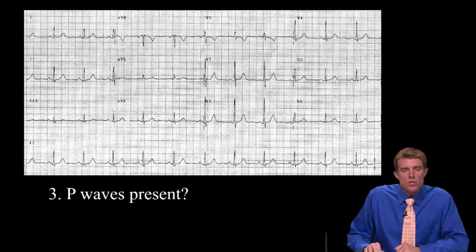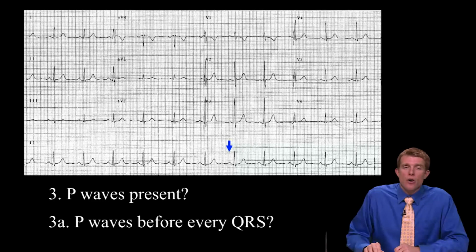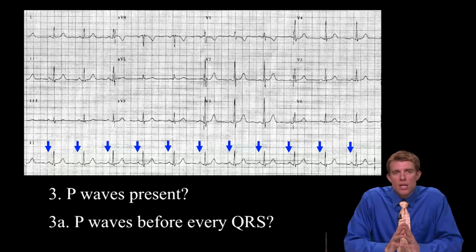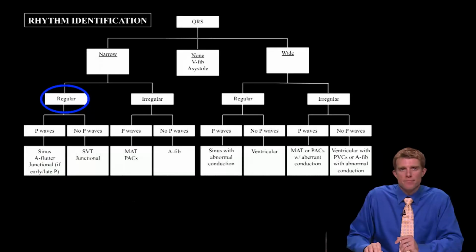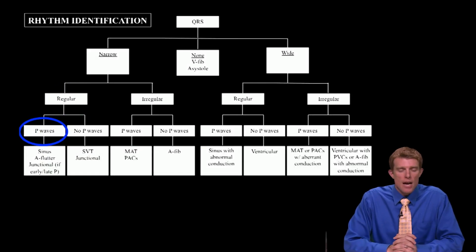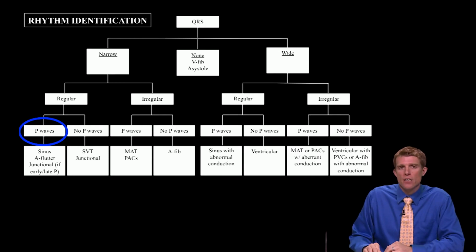Well, if you look at the rhythm strip at the bottom of the ECG, you can see that there's clearly P waves present. And then we have our follow-up question, is there a P wave preceding or before every QRS? And the answer is yes, it appears there's a P wave preceding every QRS complex. So we have P waves, and now we're into the box, and our options are, is it sinus, which is most likely, is it atrial flutter, or is it a junctional rhythm where you can actually see the P wave, which is going to be fairly uncommon, but could be possible. So how do we figure that out?